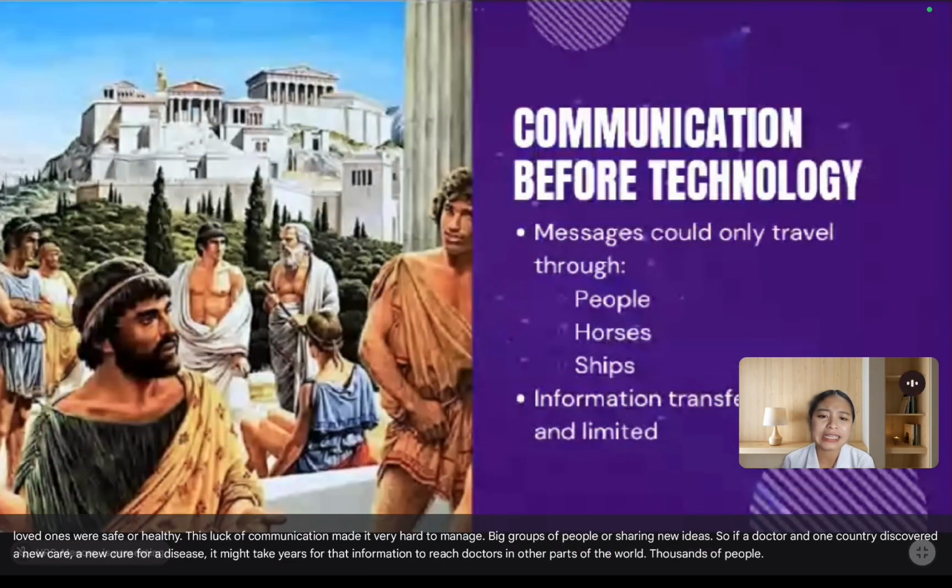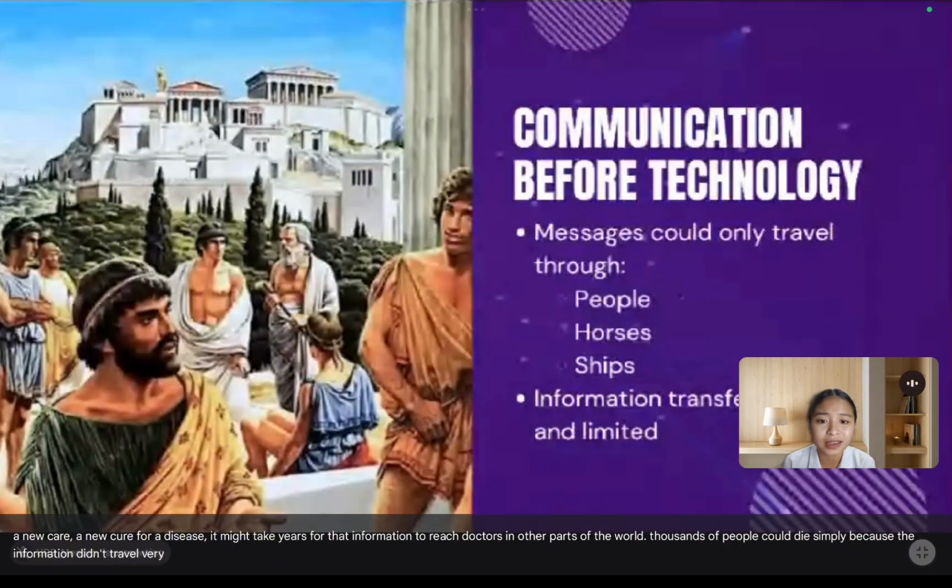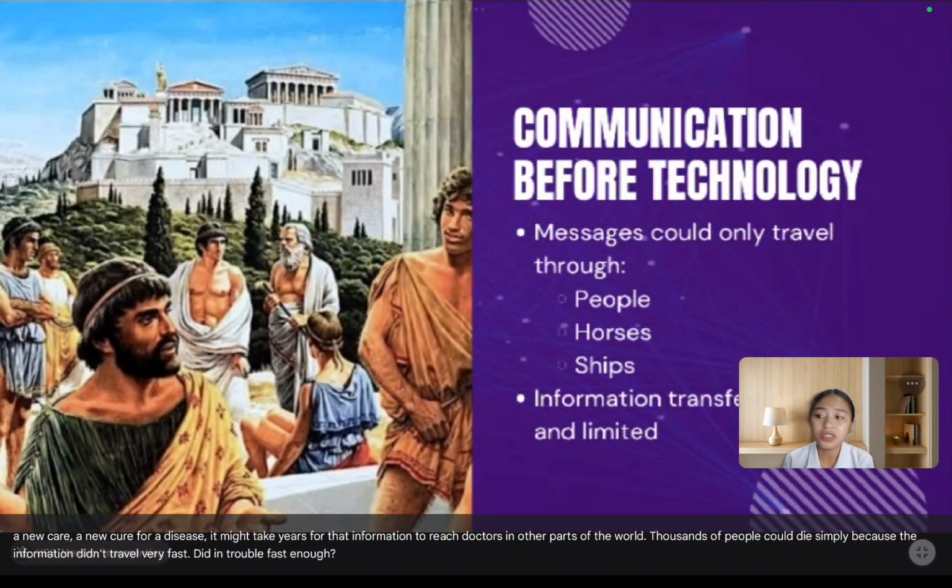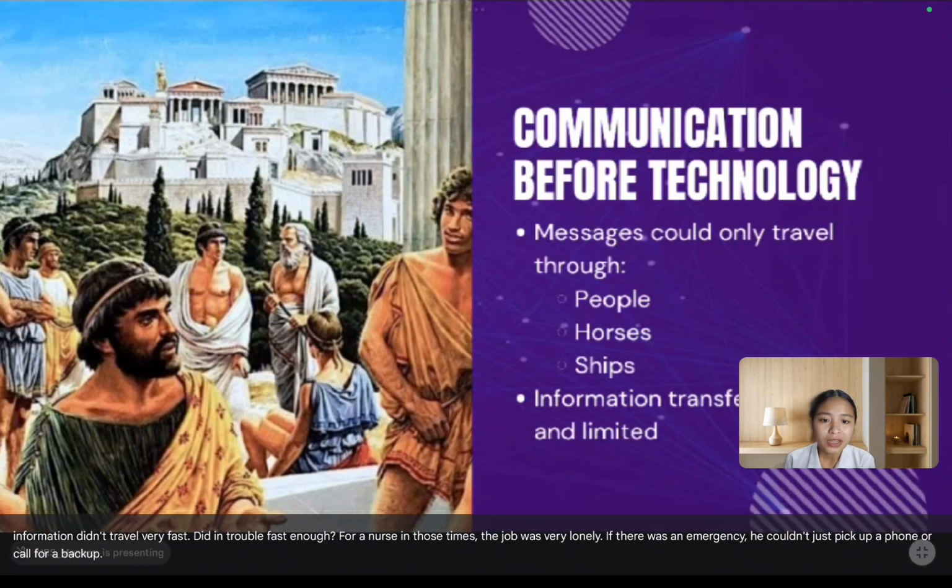Thousands of people could die simply because the information didn't travel fast enough. For a nurse in those times, the job was very lonely. If there was an emergency, you couldn't just pick up a phone or call for a backup. You had to rely only on what you had with you. The world felt very disconnected, and help was always far away.